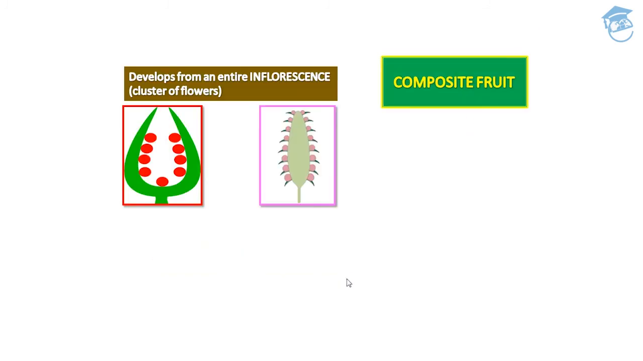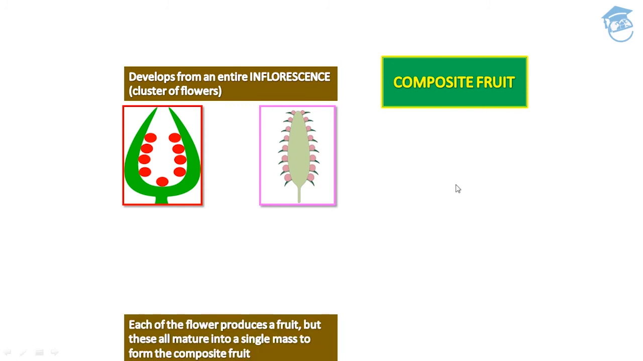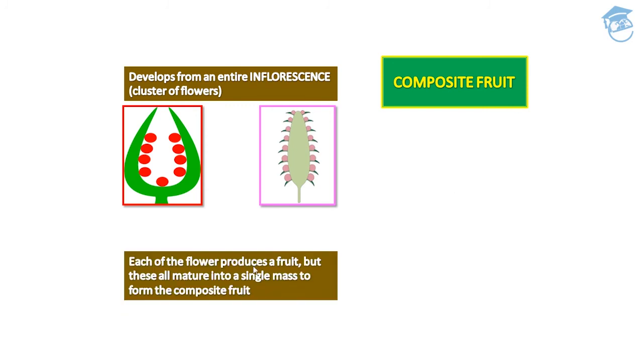Okay. Now we'll talk about the composite fruit, students. It develops from an entire inflorescence. See, this is the inflorescence, cluster of flowers. This is one flower, two flower, three flower, and so on. So it develops from an entire inflorescence, that is cluster of flower. Then that fruit is called as composite fruit. And each of the flower produces fruit.